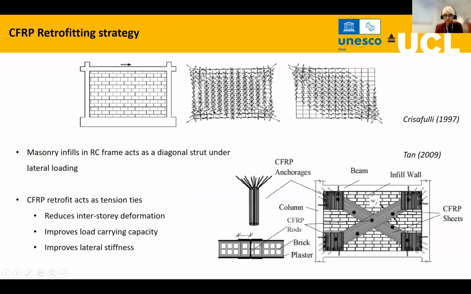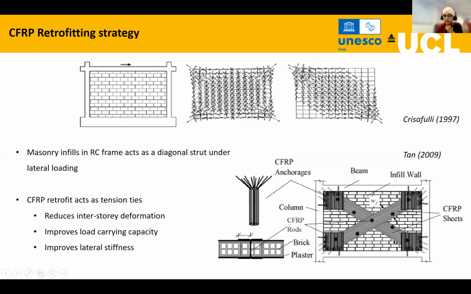So the first approach, CFRP, as we have seen in the previous presentation, is to augment the compression and tensile capacity of the infill panels. As we saw, the masonry infills in RC frames act as a diagonal strut under the lateral load. The added CFRP retrofit is intended to act as the tension ties. So together they can have the intended effect under a bidirectional force. Overall, it is expected to reduce the interstory deformations while improving the load carrying capacity and also improving the lateral stiffness.